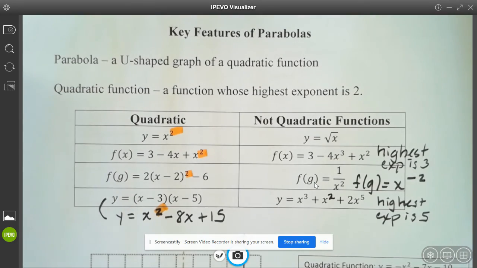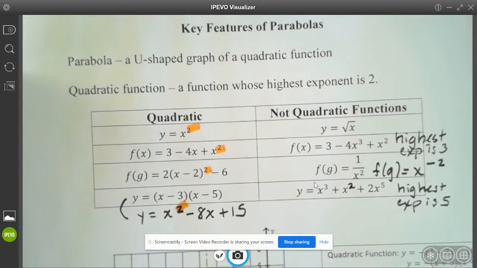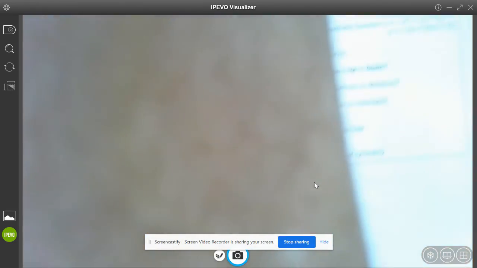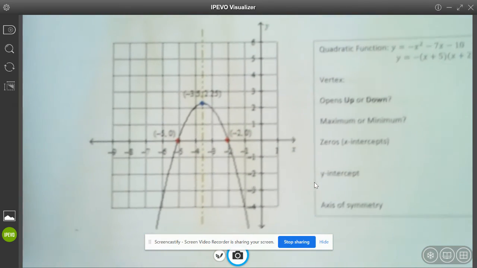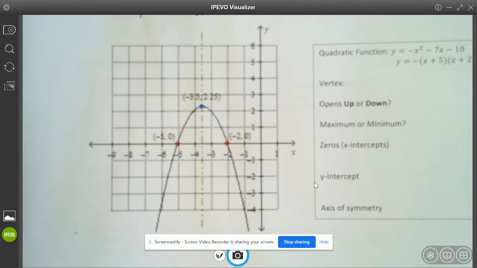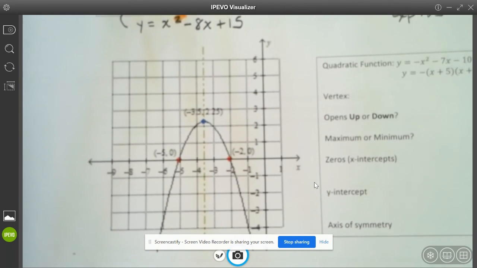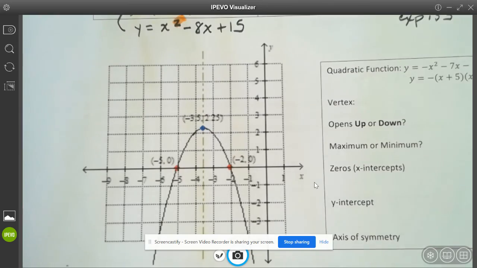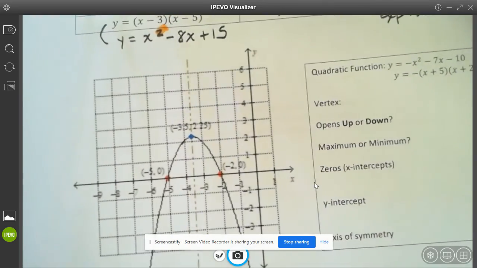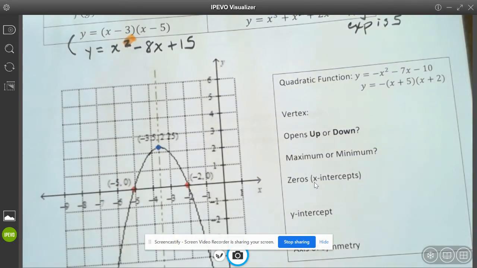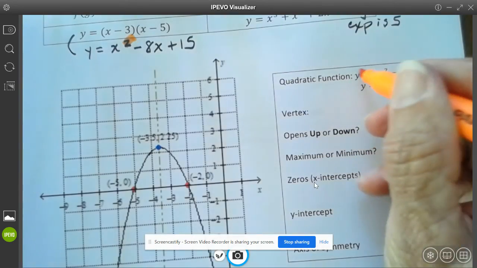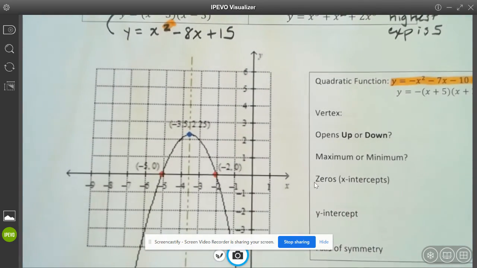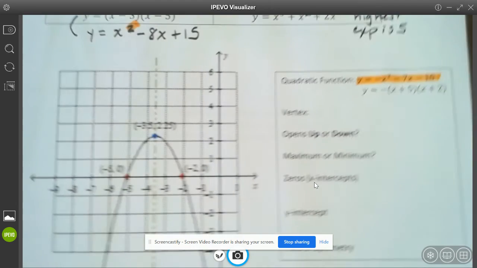Now that you know what a quadratic function looks like, let's look at what a quadratic is. We already said it graphs as a parabola. So here is a parabola. A parabola is a U-shaped graph. And everyone can see this looks like an upside down U. But that's okay. A parabola can be an upside down U or a right side up U. And this graph here is specifically the graph of the function y equals x squared minus 7x minus 10. And it is definitely a quadratic because of that x squared.